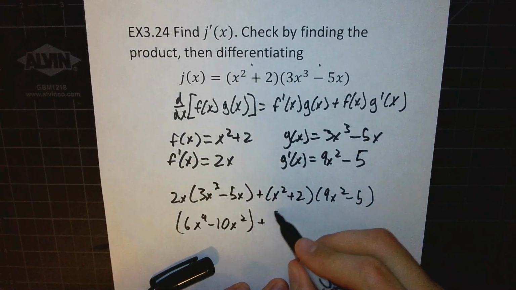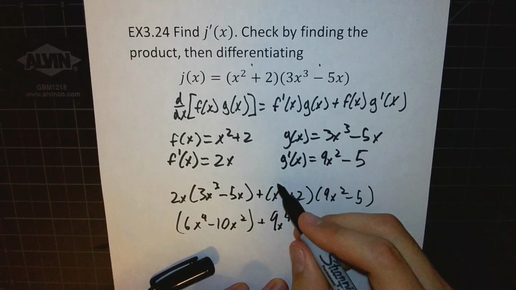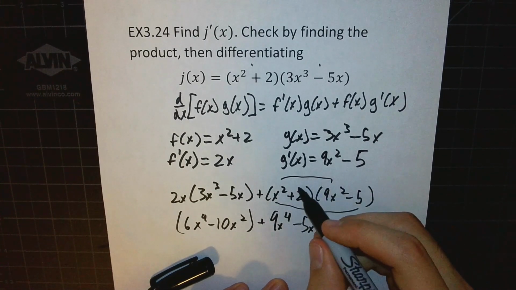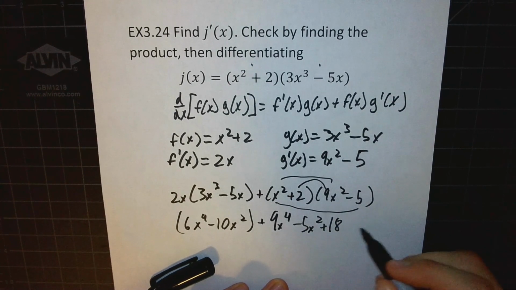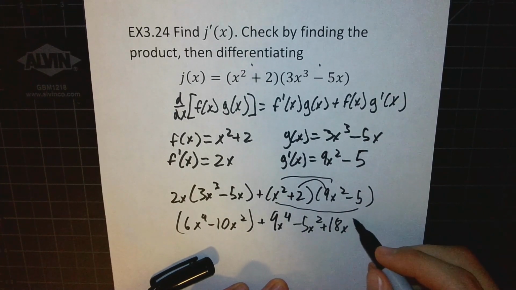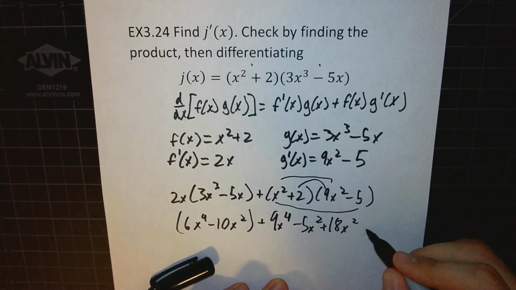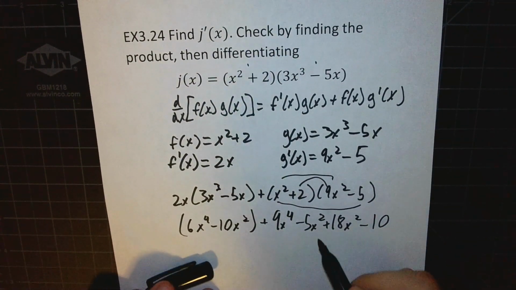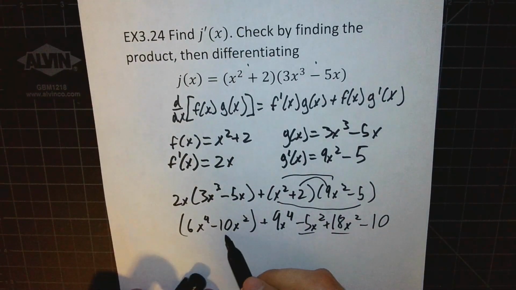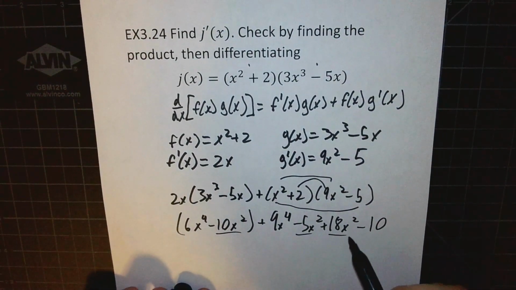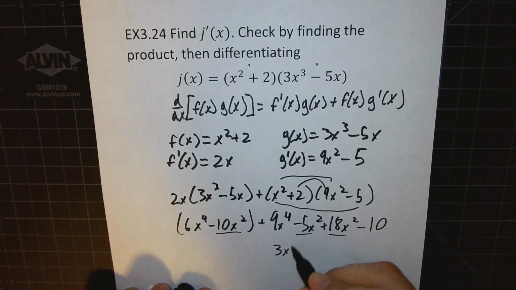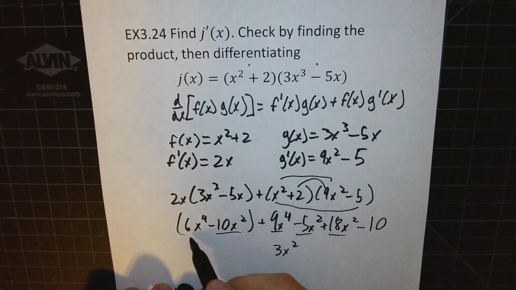So this is 9x to the fourth, first, outer, minus 5x squared, inner, plus 18x squared, last, minus 10, right? And then we can combine like terms, so we have like terms here, here, and here. So 18 minus 10 is 8, minus 5 is 3, so this is 3x squared. We have like terms here and here.